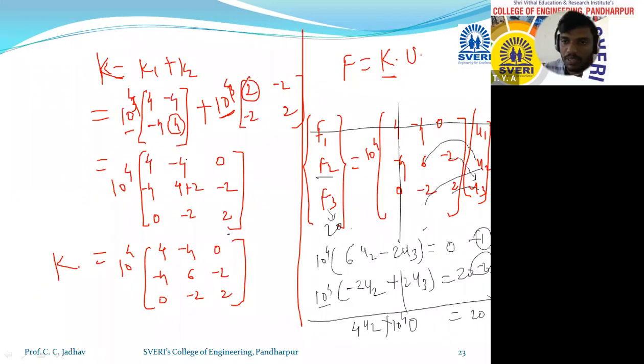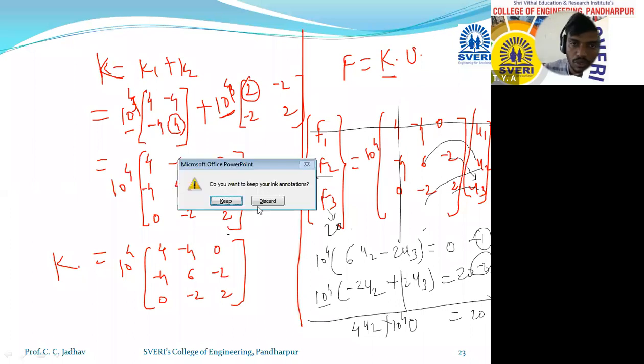Anyone, please, can you tell me u2 and u3 values? Hello, I will ask one by one, so better give me the answer. u2 is equal to how much and u3 is equal to how much?